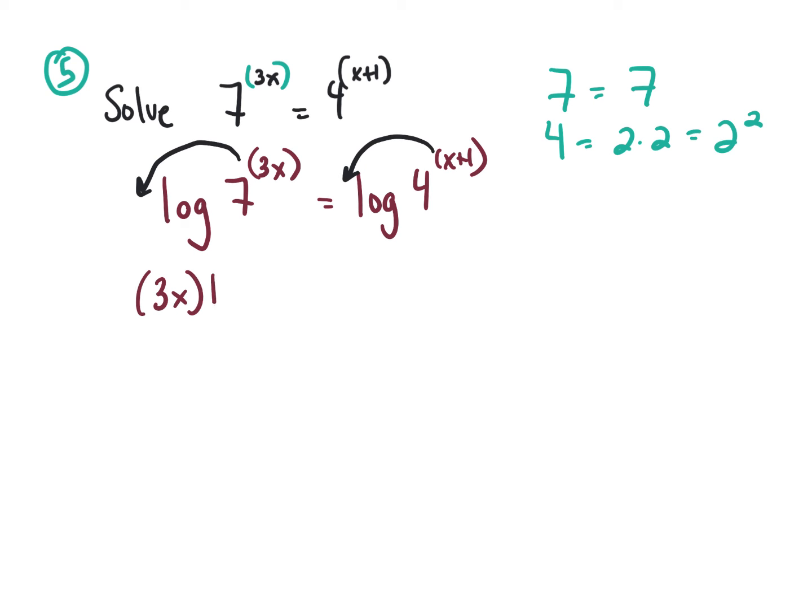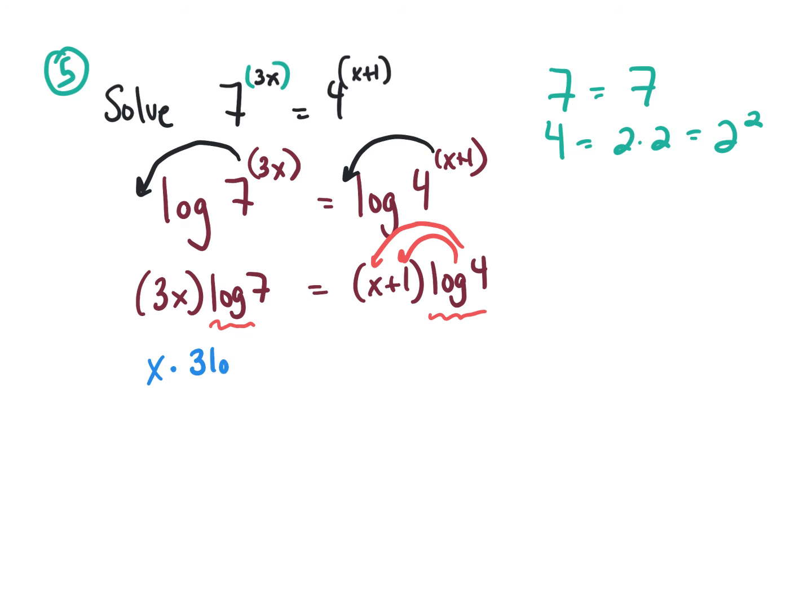So 3x log 7 equals x plus 1 log 4. Now don't be afraid, because log 7 is just some number, and log 4 is just some number. So these are just numbers. They're nothing besides that. So we're going to distribute here. I'm going to rewrite the left side a little differently. I'm going to write it as x times 3 log 7, because again, those are all just numbers. And when I distribute on the other side, I'll get x times log 4 plus 1 times log 4, which is just log 4.